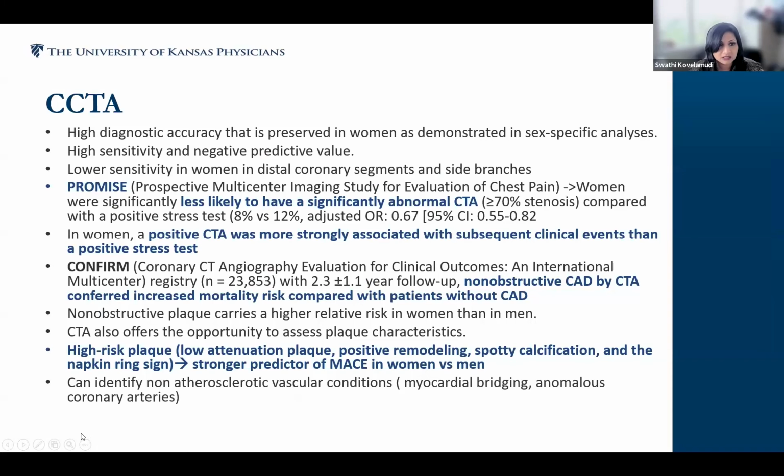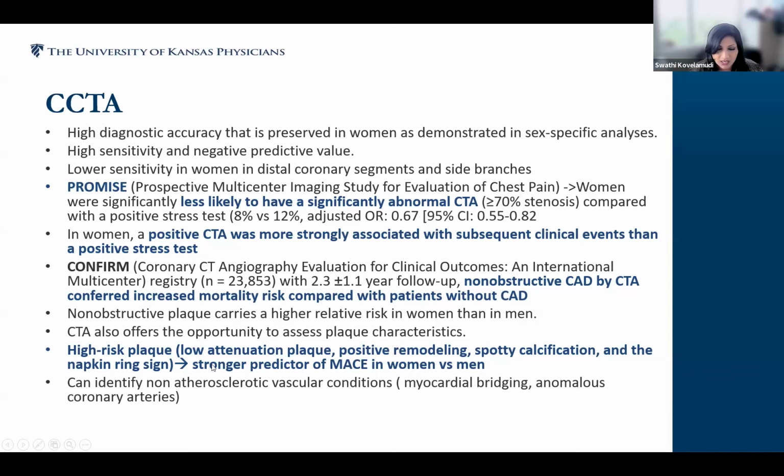So CTA, obviously very high diagnostic accuracy, though slightly lesser so in women. I realize I'm almost at the end of my time, so I'll rush through the last few slides. But in CTA, the benefit that we have is twofold. One, we obviously get an anatomic description of what we think is the blockage, but also it tells us if the patient has high risk plaque.